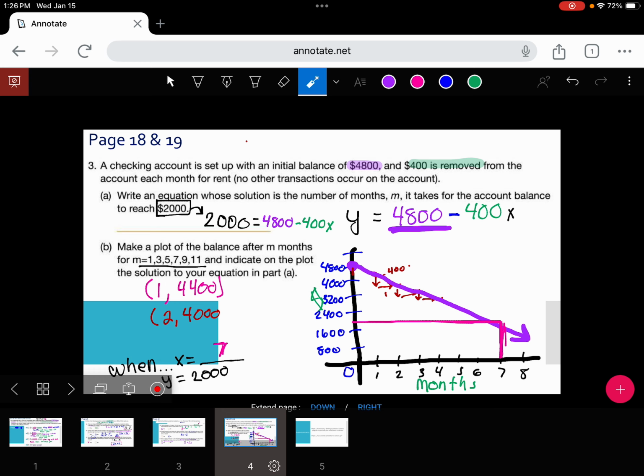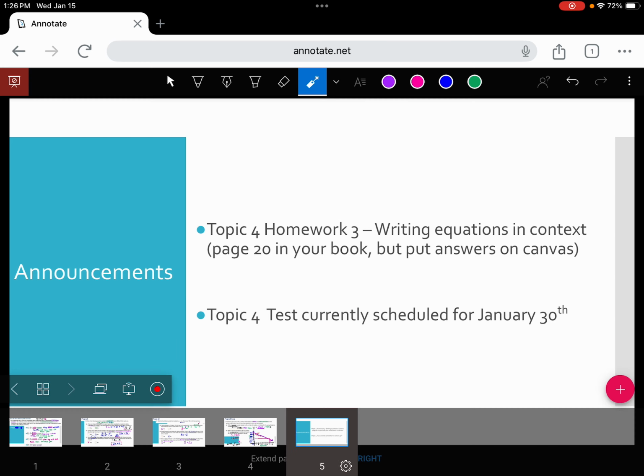Homework 3 is up here for this. It's not due tomorrow or anything like that. We'll have time over the next couple of days to work on it in class, because I know we're really close on time today, and some of them are a little tricky. It's the independent practice questions, which should be on the next page or the page after.